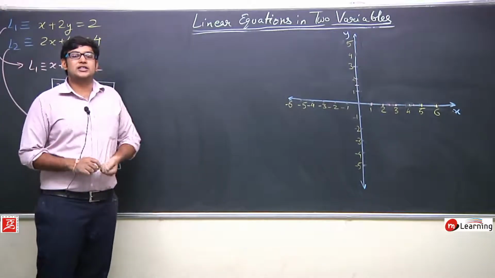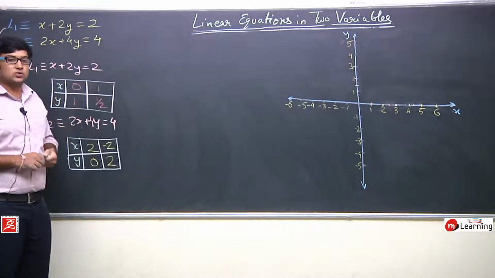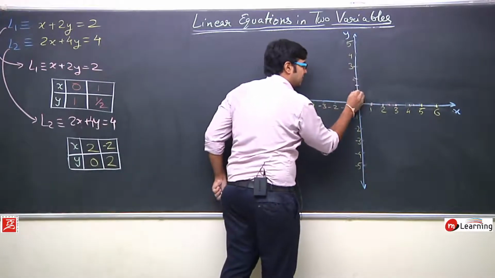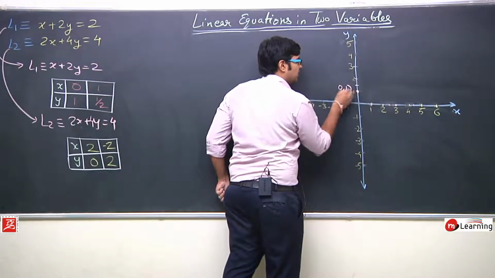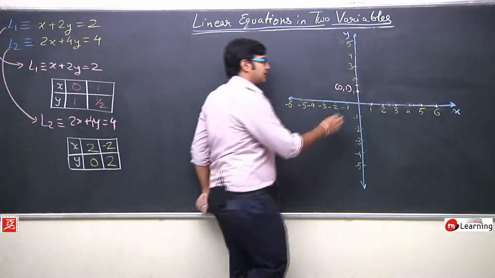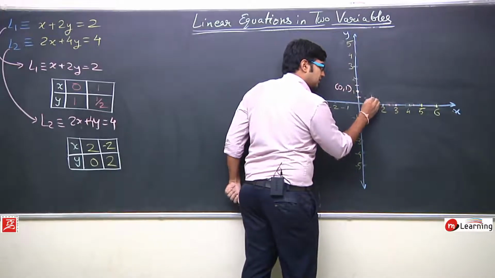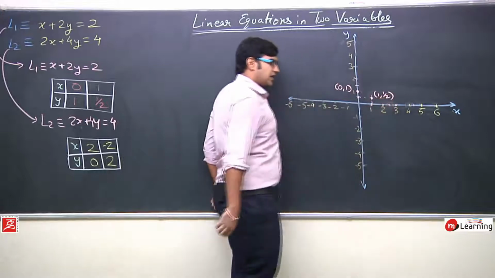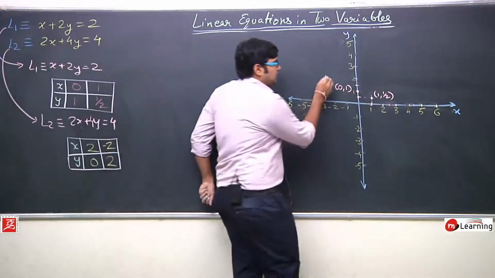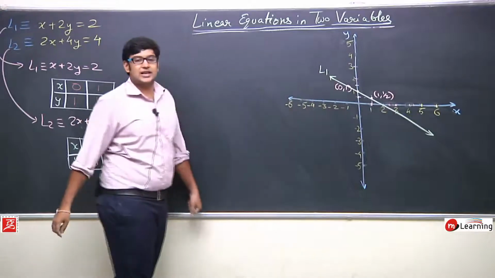Now let us plot these two equations. These are the solution tables for the two equations. First is x plus 2y is equal to 2. When the value of x is 0, the value of y is 1. So x is equal to 0 means this, y is equal to 1 means this point. So this point represents 0 comma 1. Now when x is equal to 1, y is equal to half. So this point represents 1 comma half. So the line which represents x plus 2y is equal to 2 will look something like this. This is the line L1.